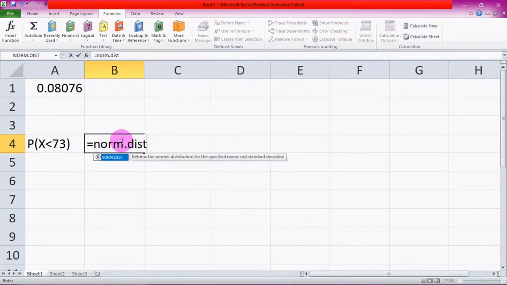This is short again for normal distribution. And then, open parenthesis, we will write x. So, ang input natin for x is 73. So, this value here, yan yung input natin for x.